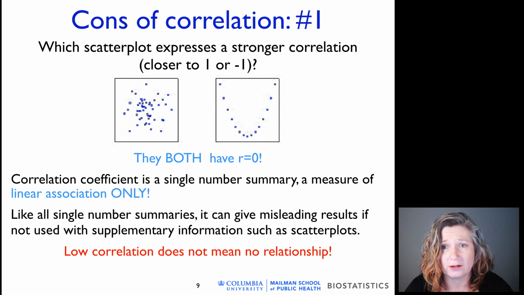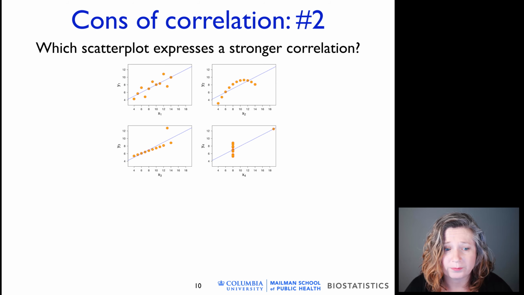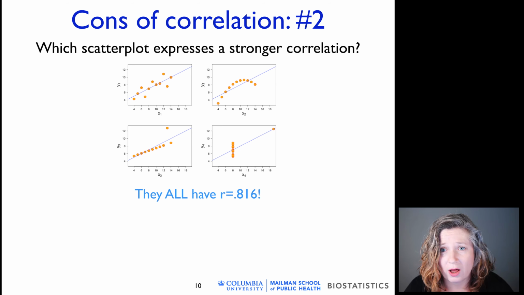So let's look at a second issue with correlation. Here we have the so-called Anscombe's quartet, and the researcher Anscombe put it together. So again, the same question. Which scatter plot expresses a stronger correlation? When you look at it, which scatter plot do you think will have a higher correlation value R? And it's a trick question. They all have the same correlation. They all have the correlation 0.816. I think they differ on a fifth digit.